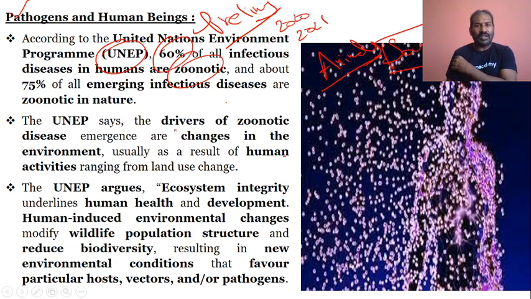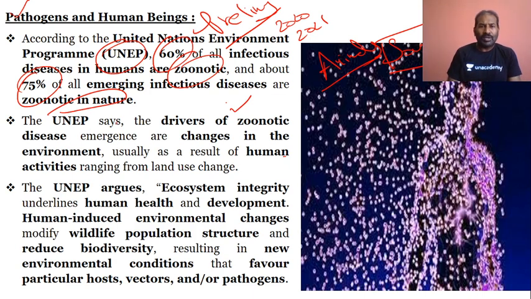60% of what we are actually facing, as per the United Nations Environment Program, is because of zoonotic diseases, and 75% of emerging infectious diseases are zoonotic in nature. That means the host is the animal, and from the host animals the virus is spreading to human beings. UNEP also says that, as we have discussed, these zoonotic diseases occur because of changes in the environment, not just because the animal is the source.